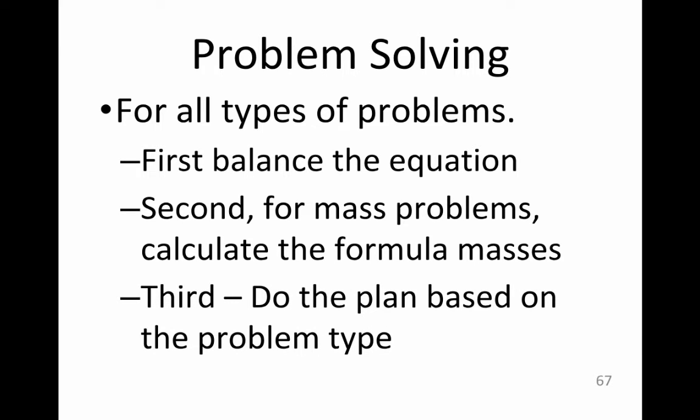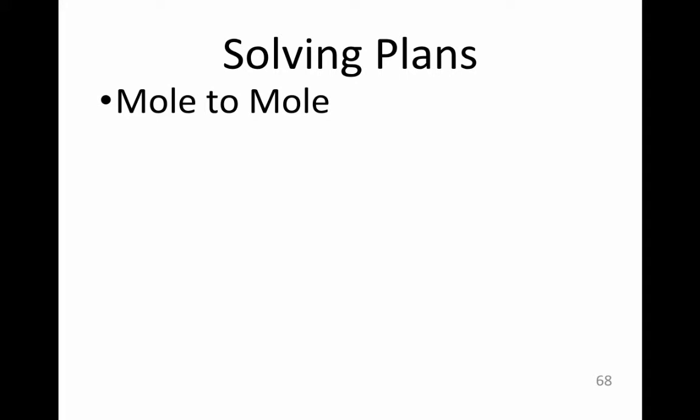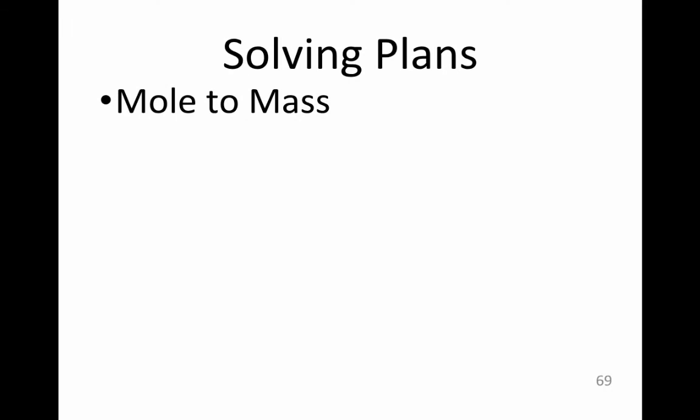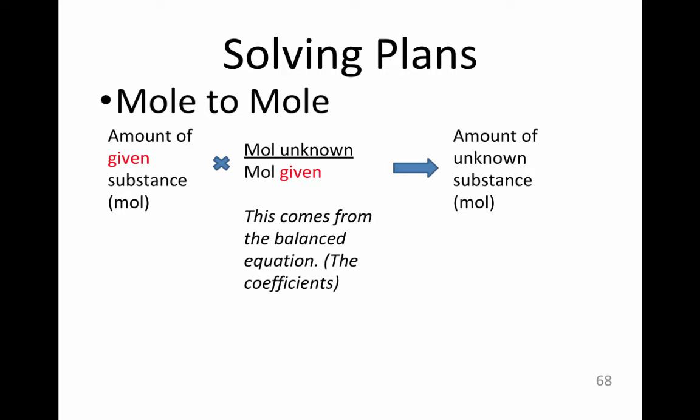Third, you're going to do the plan, and I've written 4 simple plans to go with the 4 problem types, and you do the plan based on the problem type. So here are your 4 problem-solving plans. Mole to mole, you take the amount of the given substance in moles times the mole of the unknown to the mole of the given. This comes from your balanced chemical equation. They're the coefficients, and that will give you the amount of the unknown substance in moles. Plan 1.